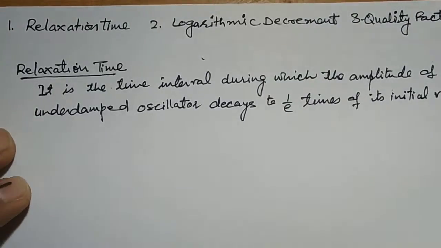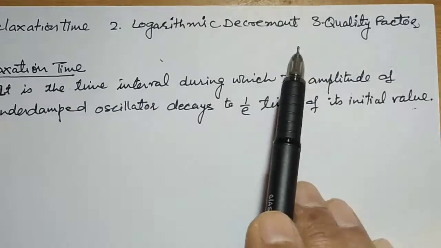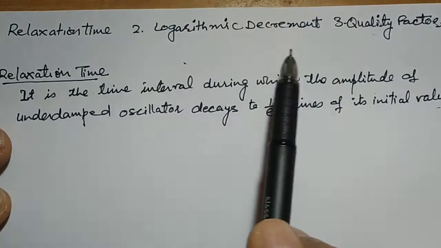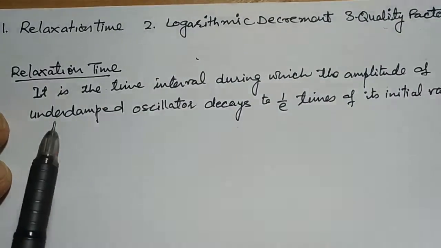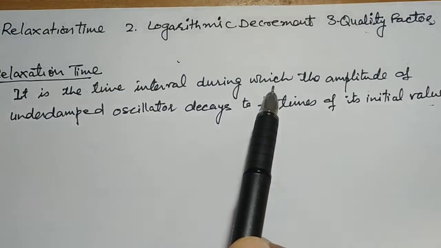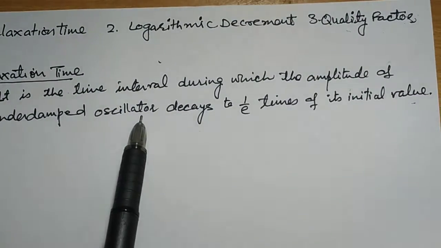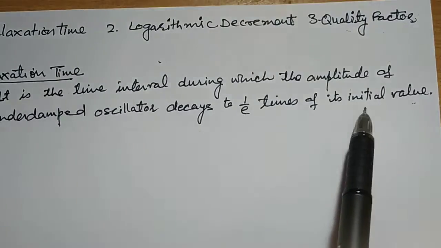Hello students, let us discuss the terms relaxation time, logarithmic decrement and quality factor for underdamped oscillators. So we take firstly relaxation time. It is the time interval during which the amplitude of the underdamped oscillator decays to 1 over e times of its initial value.